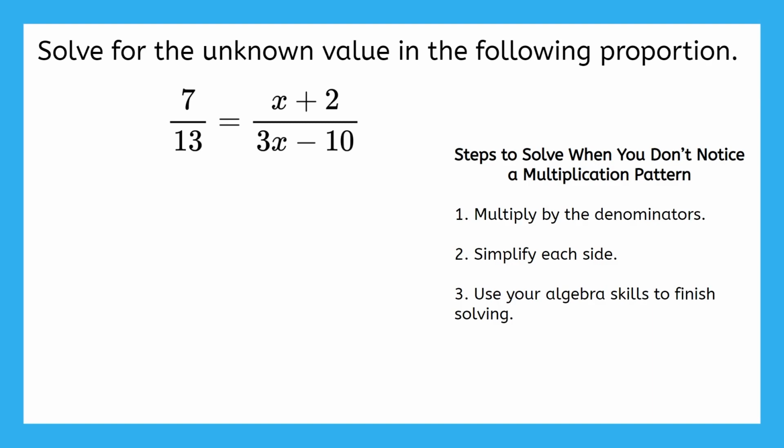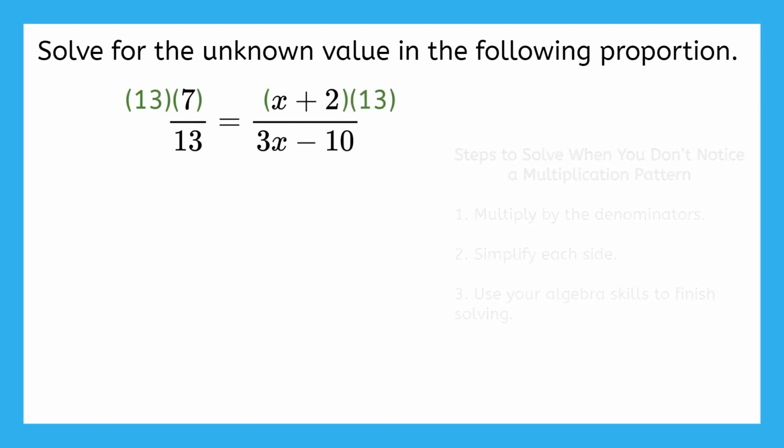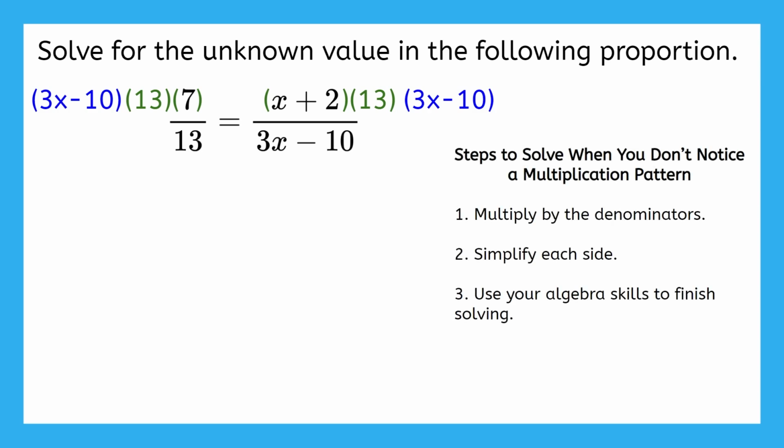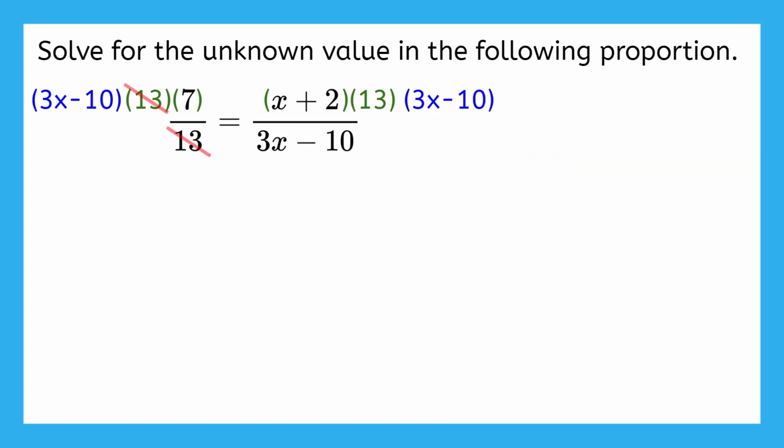Remember that step 1 was to multiply by the denominators. Did you multiply by 13 on both sides and by 3x minus 10 on both sides? Then, did you follow step 2 and simplify each fraction? That means 13 would cancel out of the numerator and denominator of the first fraction, and the same thing would happen with 3x minus 10 in the second fraction.